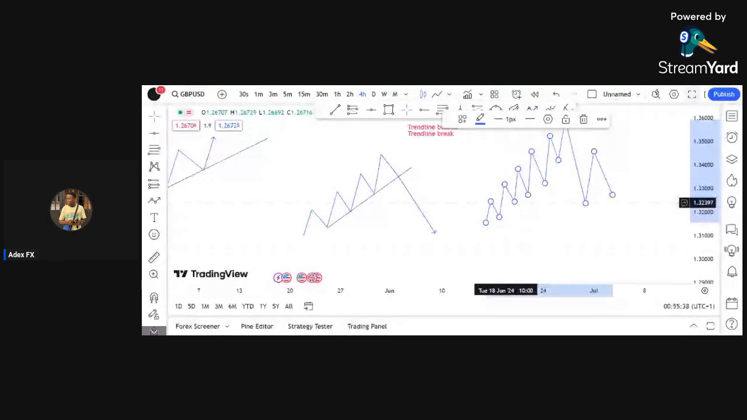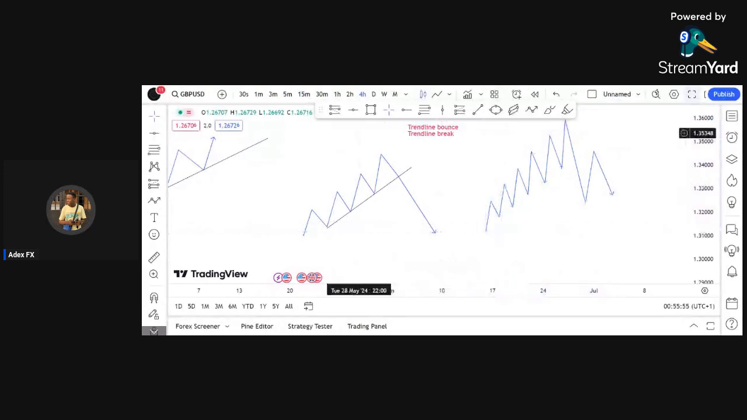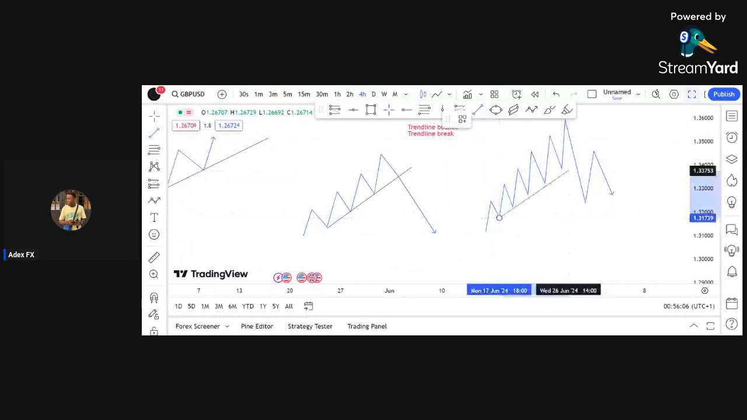So wait, let me adjust everything on the trend line. So where is my trend line? Okay, my trend line is here. So let's use this low. We connect it already.